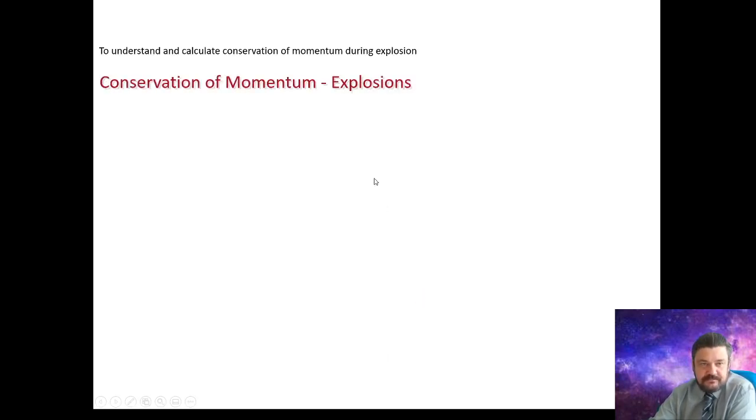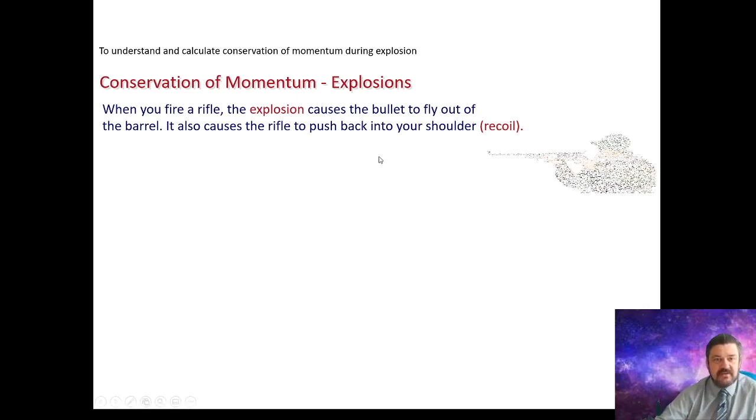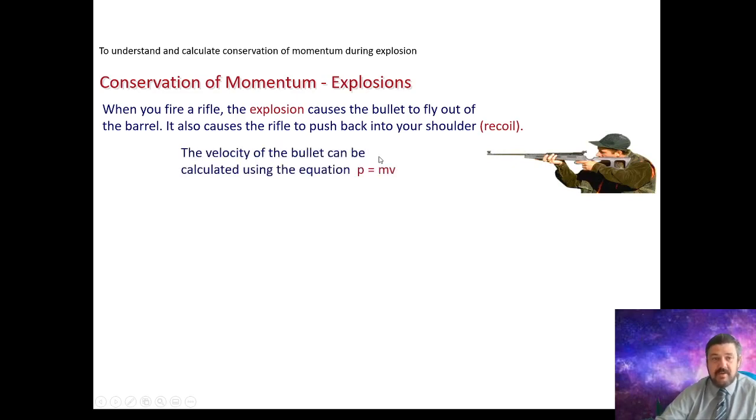So now we're going to look at it in terms of explosions. So when you fire a rifle, the explosion causes the bullet to fly out of the barrel. It also causes the rifle to push back into your shoulder. We know this is recoil, those of you who have fired weapons in the past at cadets. So there we go, we've got a man and his little air rifle. Even that will have a slight amount of recoil.